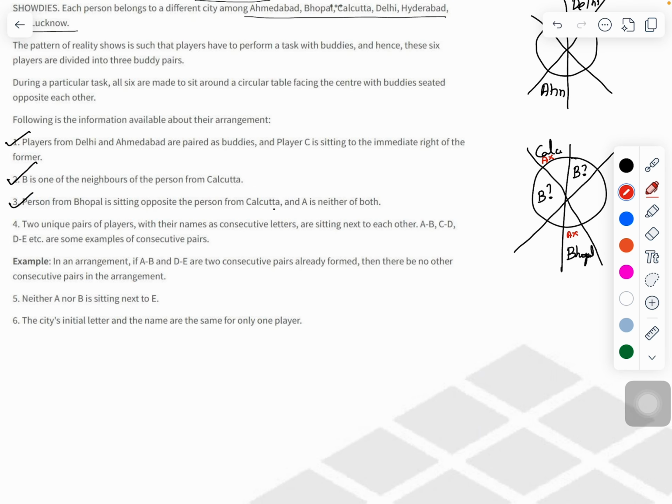Now point number 4, 2 unique pairs of players with their names as consecutive letters are sitting next to each other. AB, BC, CD, etc. are some examples of consecutive pairs. For example, A and B are consecutive, B and C are consecutive, C and D are consecutive. The point to be noted here is there are 2 unique pairs of players, which means AB is a consecutive pair, BC is another consecutive pair, but are they unique players here? No, because B is a common person here. If it is unique, it means whatever person is there in this particular pair should not be in this particular pair.